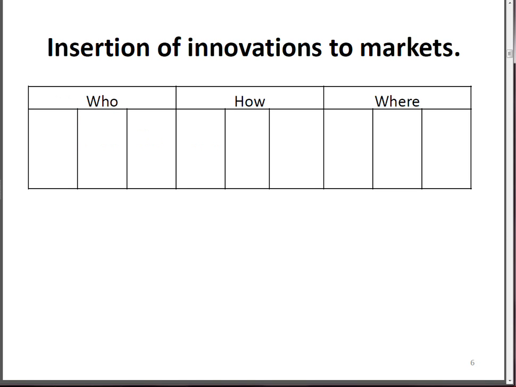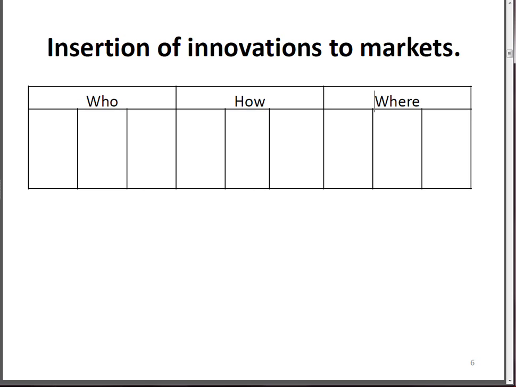What I've done, I did something interesting for you. I've divided the whole block into this table using 3 words. So when we're thinking about insertion of innovation to market, today we will look at who, how, and where. We will look at who is involved in the insertion and purchase of product in the market, how it is done, and where. When I say where, I mean also policies around it, how policies affect diffusion of products.